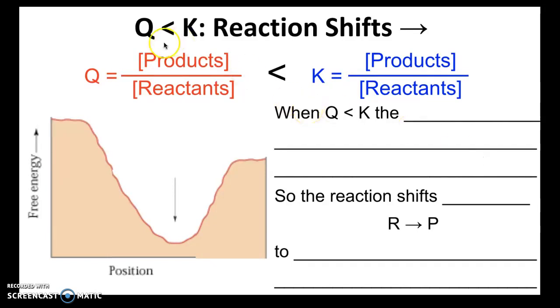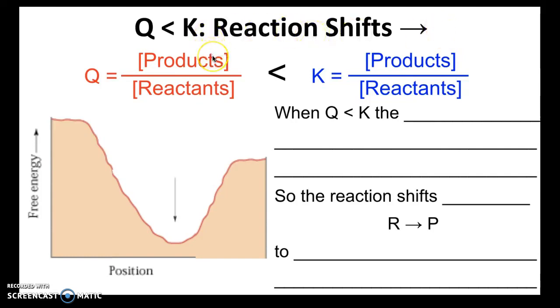All right, let's say, for example, in our first example, Q is less than K. So you calculate your Q and then you compare it to K, and it's like, oh, my value of Q is less than K. Which direction is the reaction going to shift? In that case, you're going to shift to the right. And let me explain to you why.